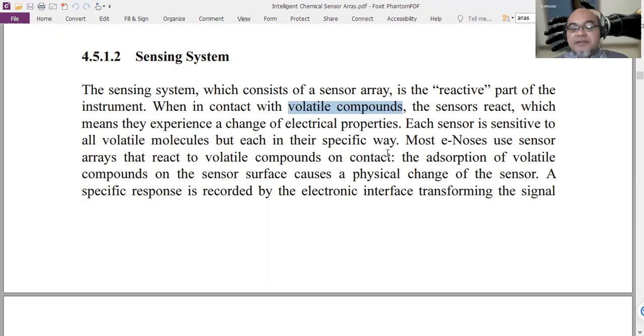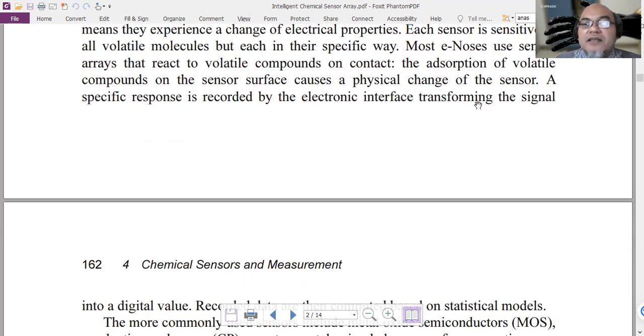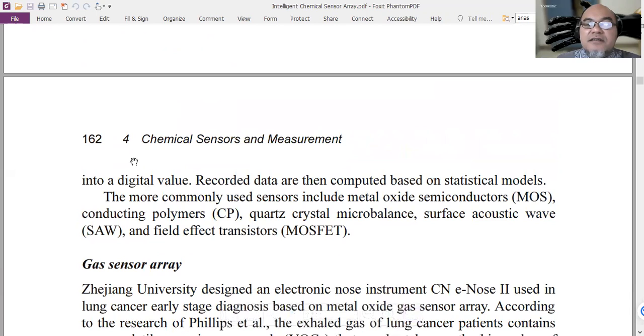This means they experience a change of electrical properties, depending on the sensor. You can have the semiconductor metal oxide sensor, where the resistance will change. You can also have quartz crystal microbalance, QCM, where the frequency will shift, and many other kinds of sensors. Each sensor is sensitive to all volatile molecules, but each in their specific way. Most eNoses use a sensor array that reacts to volatile compounds on contact. The adsorption of volatile compounds on the sensor surface causes a physical change of the sensor. A specific response is recorded by the electronic interface, transforming the signal into a digital value.